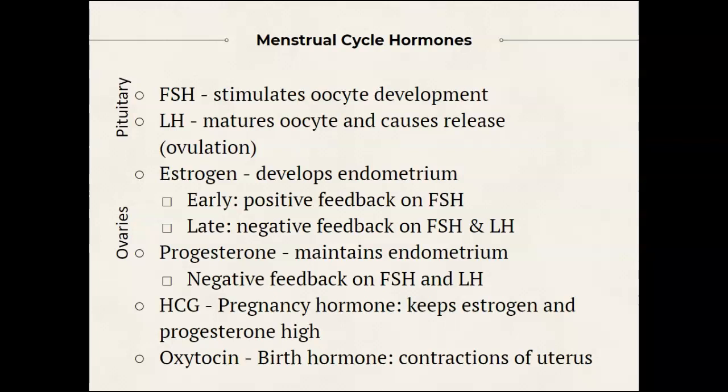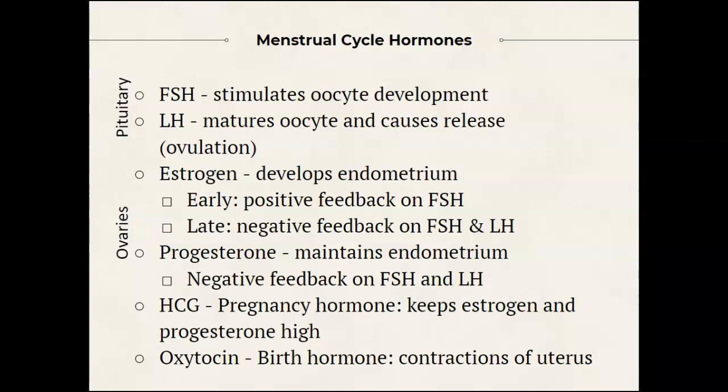Estrogen develops the endometrium, that lining around the uterus. In the early parts of the menstrual cycle, it's a positive feedback on FSH, which means you're going to continue having FSH, which continues to stimulate oocyte development. In late cycle, it's a negative feedback on both FSH and LH, which shuts down oocyte development and shuts down the release of the egg, which then ends the cycle.